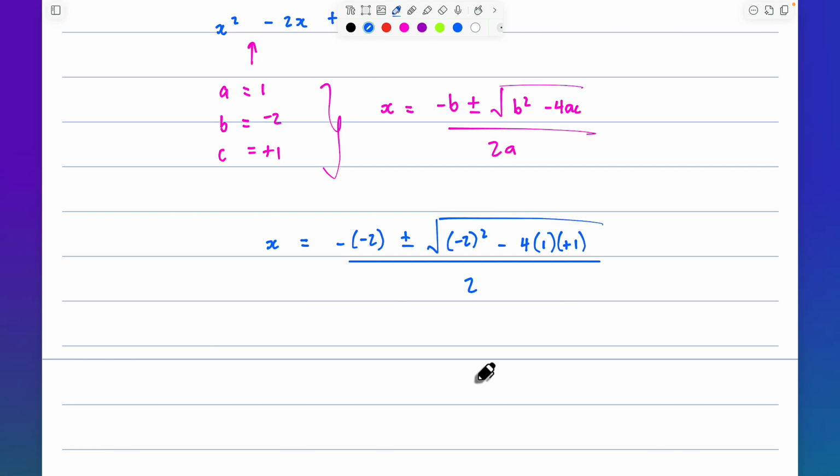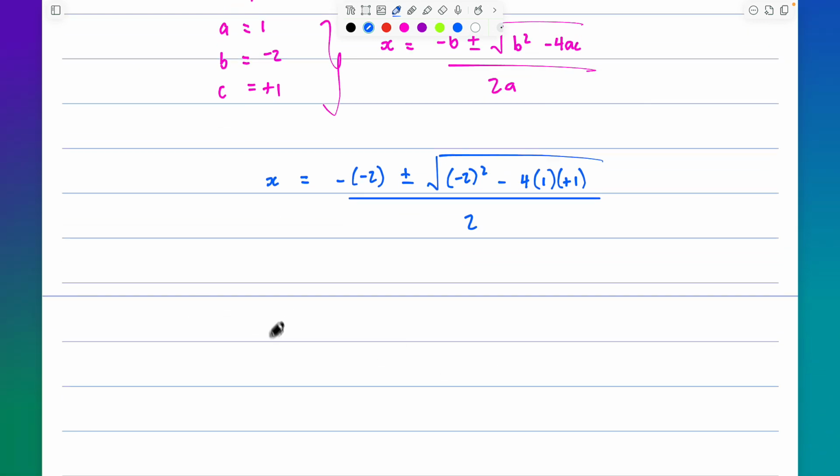Let's simplify this so that the next point I'm about to make makes a little bit more sense. That's going to be x is equal to this. So -2, -2, that's 2 negatives, that gives you +2, plus or minus the square root of... Now, if you put this into your calculator, -2 squared is 4, minus 4 times 1 times 1 is 4. So that's going to give you 4 minus 4. This actually gives you 0. And then you divide it by 2.